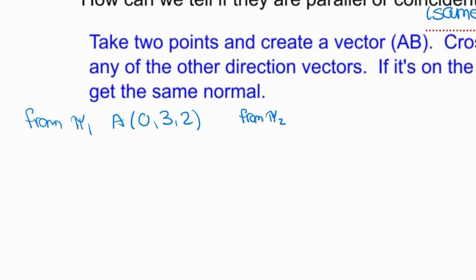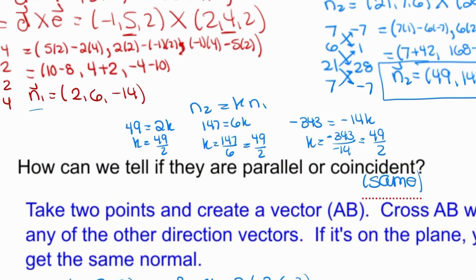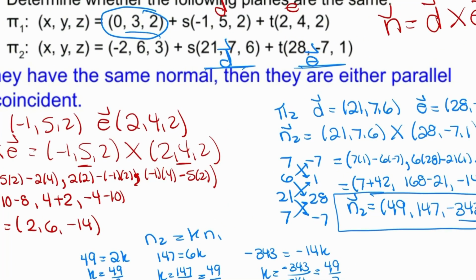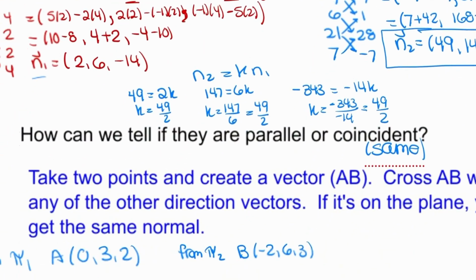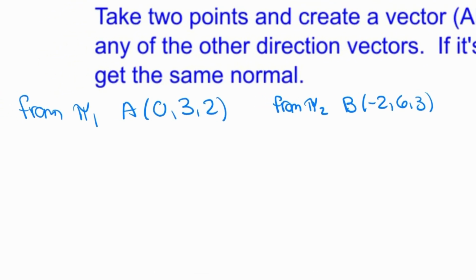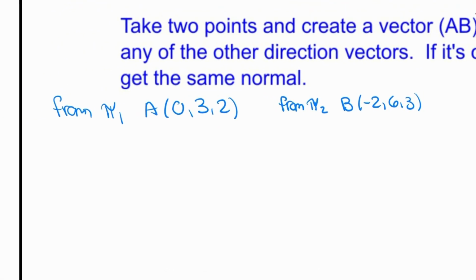From plane 2, I'm going to do the same thing. I'm going to call this point B, and we're going to say negative 2, 6, 3. And again, I just got that from right here, negative 2, 6, 3. They are 2 points. Okay, so now we're going to cross those. We're going to create a vector, and then we're going to cross that vector with any of the other direction vectors.